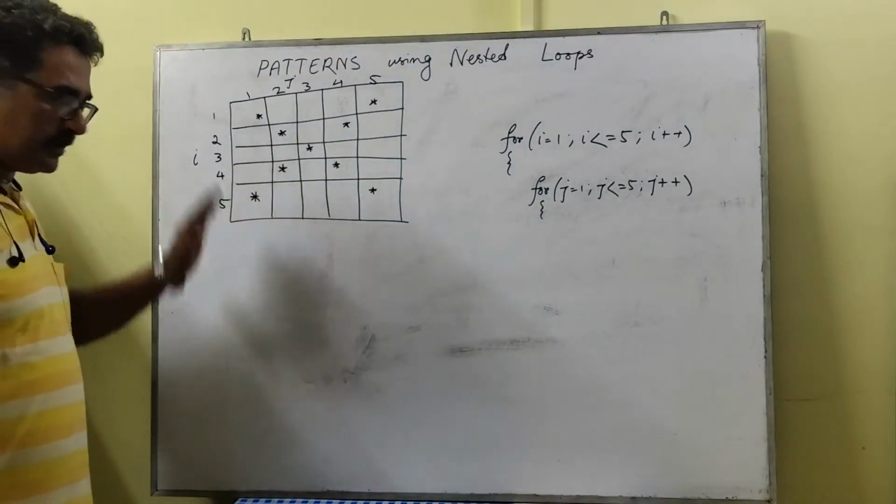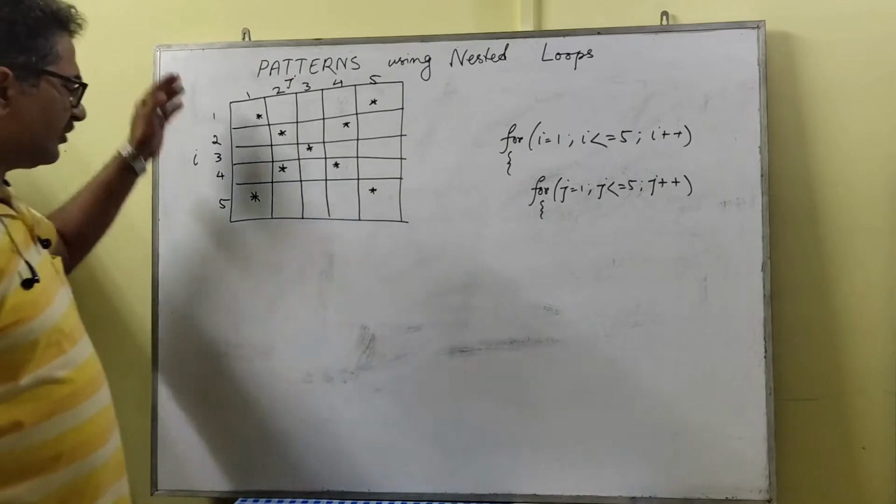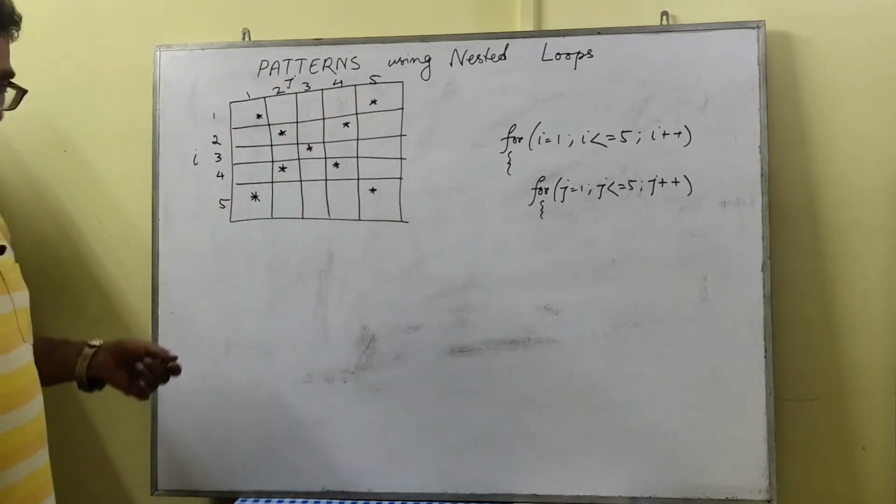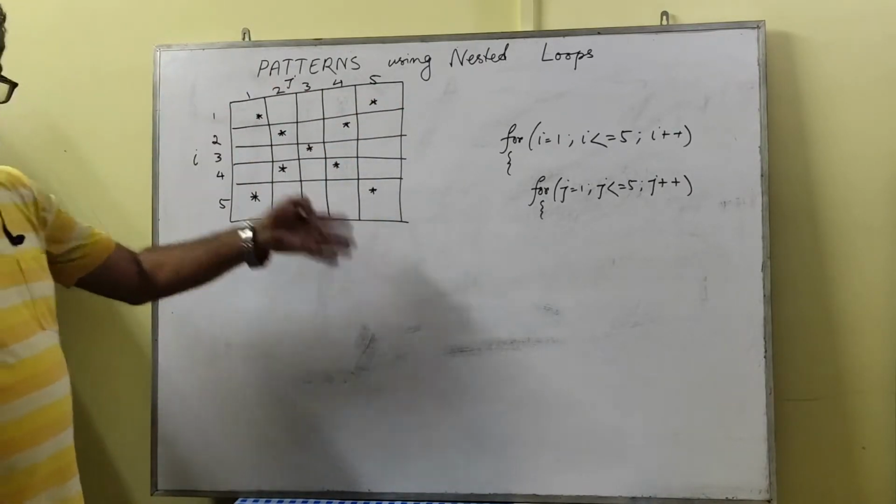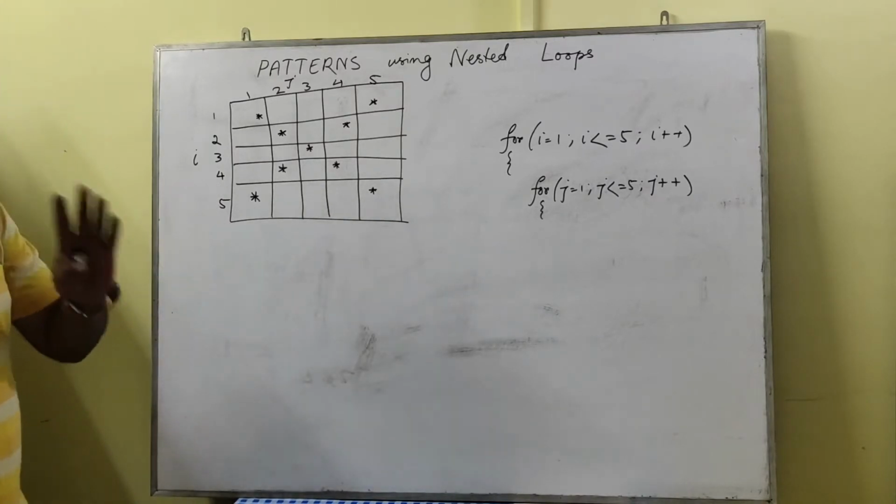Now, these numbers can be any sequence. You can take from 1 to 5 or 5 to 1. Similarly, for the columns also, you can do similar things. But it depends upon what the conditions will be. Now, what do I mean by all that?